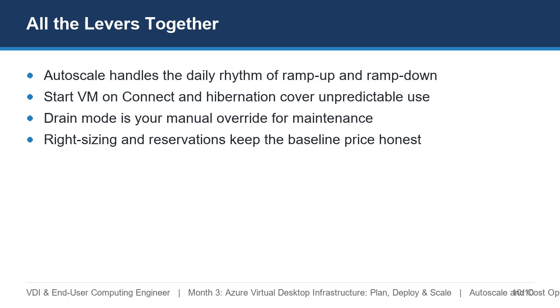None of these levers work in isolation. Autoscale handles the predictable daily rhythm. Start VM on Connect and Hibernation cover the unpredictable cases for personal pools. Drain mode gives you a manual override for maintenance and refresh, and right-sizing plus reserved instances or savings plans keep the underlying price of your baseline capacity honest over time. Review them together, on a recurring cadence against real usage data, and cost per user is the number that tells you whether it's working.